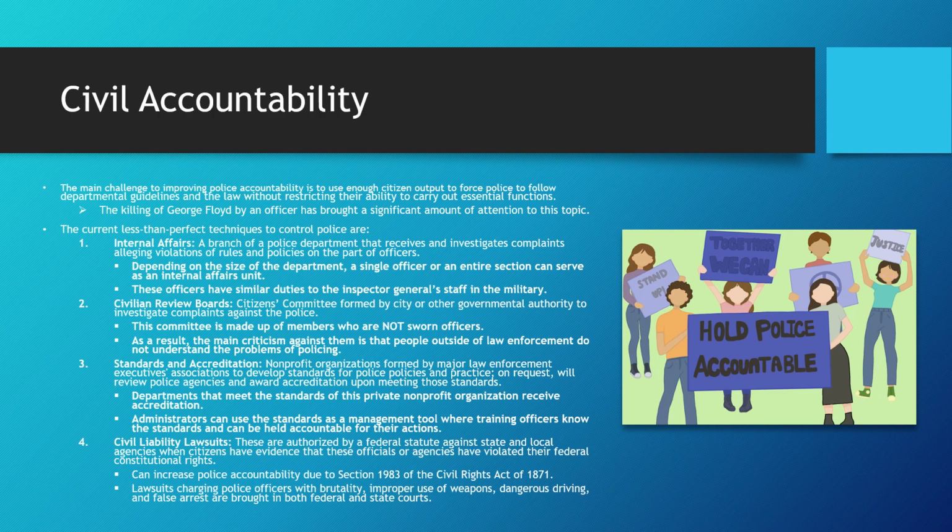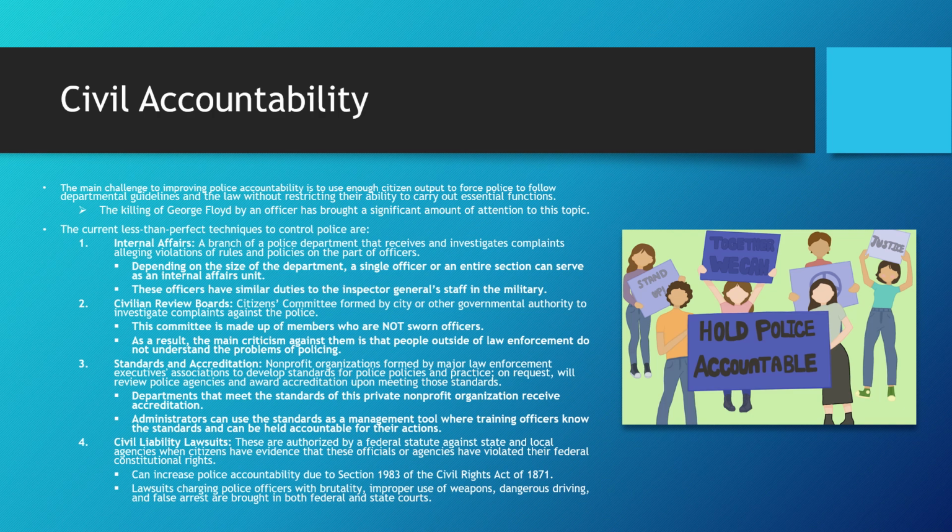Depending on the size of the department, a single officer or an entire section can serve as an internal affairs unit. These officers have similar duties to the Inspector General's staff in the military. It is also important to note that Hollywood and TV shows depict dramatic investigations of drug dealers and murderers, but investigations of sexual harassment, alcohol and drug problems, misuse of force, and violation of department policies are the most common. They must also have direct access to the chief, and those in internal affairs find it stressful because their status prevents them from having close relationships with the other officers.